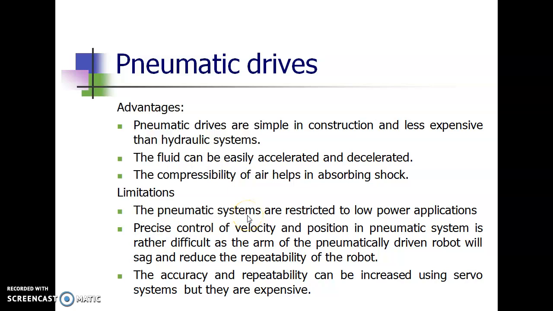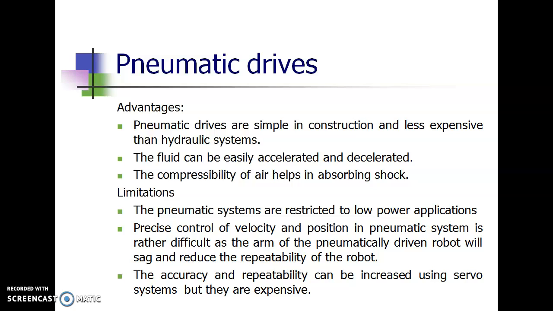But the limitations are also there. As I already mentioned, there are pressure limitations in the pneumatic system. We can't go beyond 10 to 20 bars. Because of that, it can provide only low force or low power. So pneumatic drives are used in low power applications. The second one is that precise control of velocity and position in a pneumatic system is rather difficult, as the arm of the pneumatically driven robot will sag and reduce the repeatability of the robot.